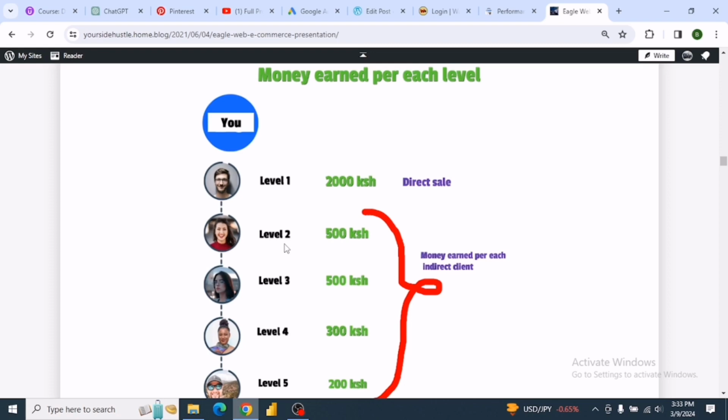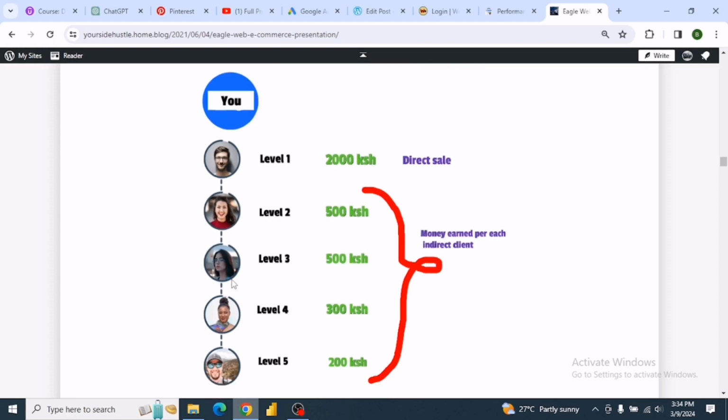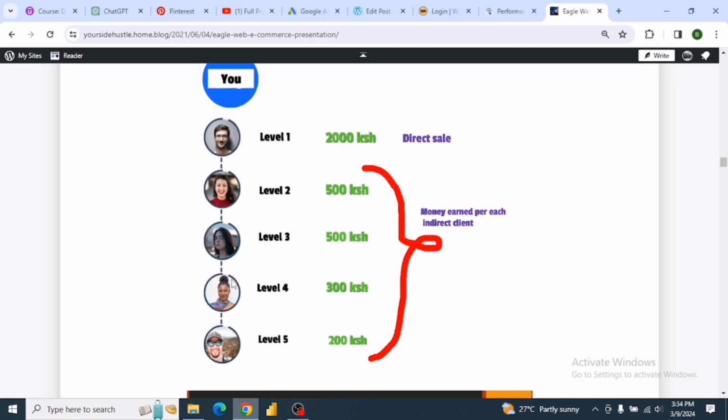Njeri will be your level 2. To Kimani, Njeri will be his level 1 and Kimani will earn 2,000. Same case as Njeri recruits another person, a diamond, you earn 500. That will be your level 3. Same case, your level 3 refers another diamond, you earn 300 shillings. And in your level 5, you earn 200 shillings.